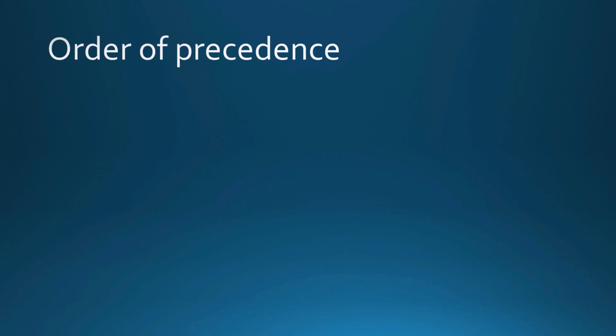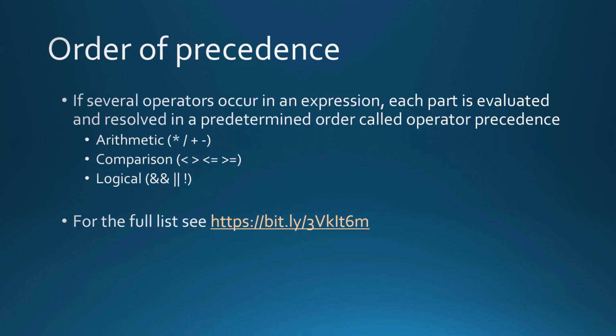Now, I've shown you some very simple expressions here, but there is an order of precedence. If several operators occur in an expression, each part of that expression is evaluated and resolved in a predetermined order that is called operator precedence. The way they go is first arithmetic, then comparisons, and then logicals. Microsoft has a complete list of all of the operator precedence that you can get at this URL right there.